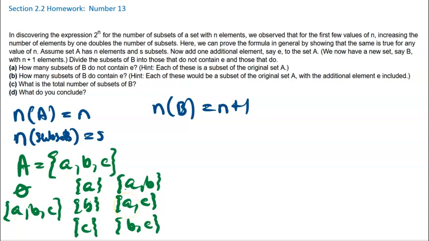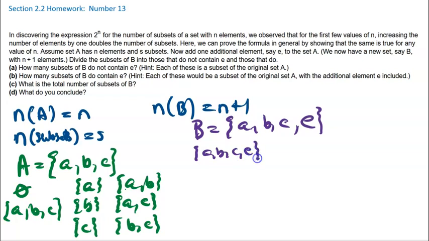Now, we're supposed to compare that. What if we add a set, let's do this in purple, that has one more element in it? Set B. And this time, it's going to be the set A, B, C, E, because they wanted us to call the new element E. So let's list all the subsets for that one. Remember, we have the set itself, A, B, C, E, and then we have the empty set.